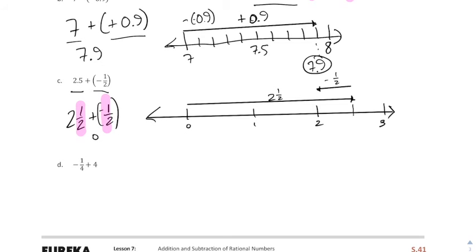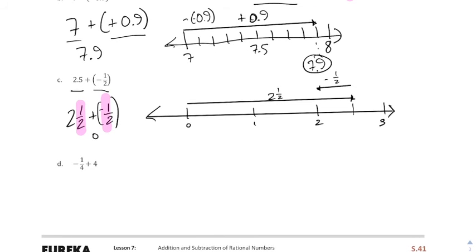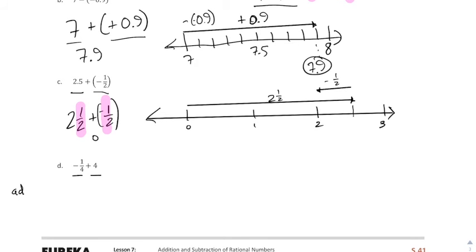Negative 1/4 plus 4, which is D. Negative 1/4 plus 4. One nice thing about addition is that I can switch these around, because addition is commutative. It means numbers can commute, they can move around. So I can change this to 4 plus negative 1/4. That's easier for me to think about.